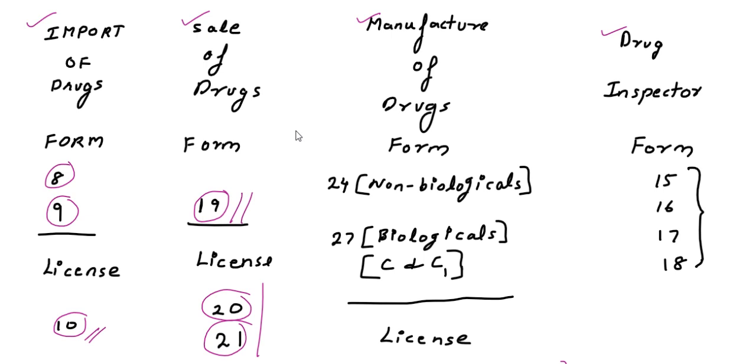Okay, then there is manufacturing of drugs. If it is for non-biological, it is form 24, and if it is for biologicals, we know that it is 27. Okay, and then related to drug inspectors, there are different forms such as form 15, 16, 17, and 18.